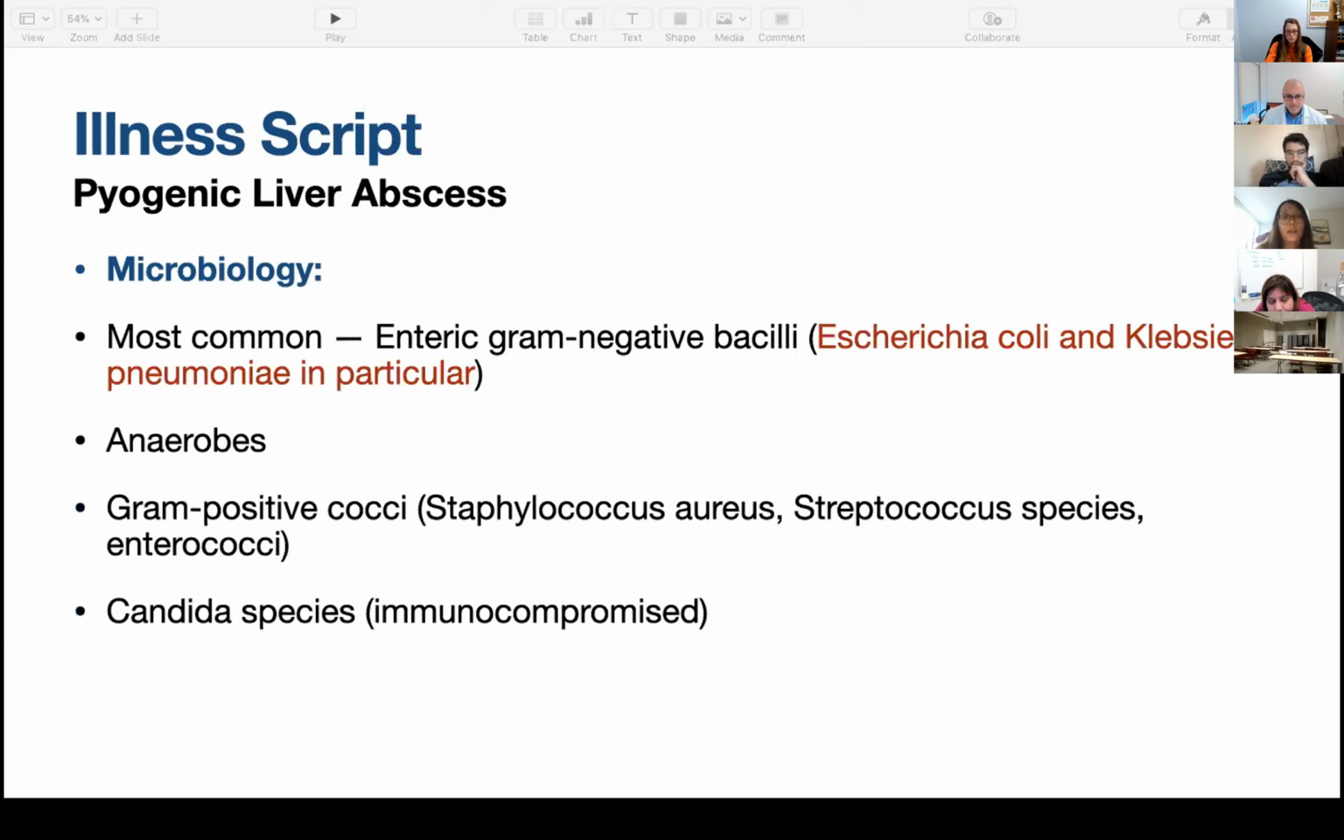For microbiology, it was most commonly caused by enteric gram-negative bacteria, E. coli or Klebsiella pneumoniae in particular. So our patient also has positive Klebsiella pneumoniae. It could also be caused by anaerobes, gram-positive bacteria, including Staph aureus, Streptococcus species, Enterococcus. And for immunocompromised patients, they could have Candida species pyogenic liver abscess.